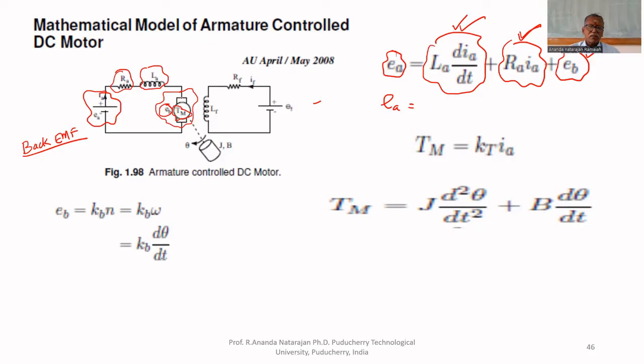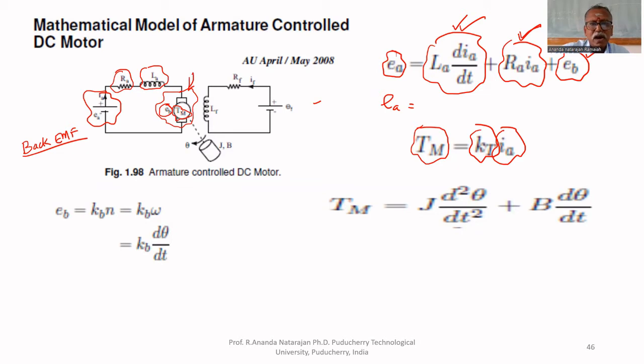What is the torque developed in the armature? The mechanical torque developed in the armature is proportional to armature current. To make it equal, we use a constant KT. So TM equal to KTIA. That is the mechanical torque developed in the armature.